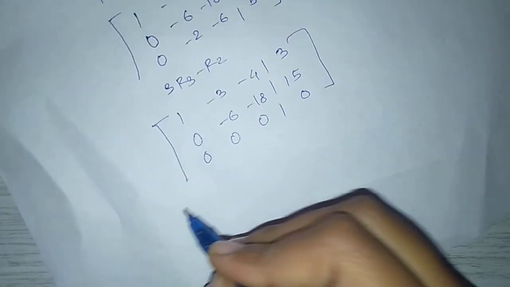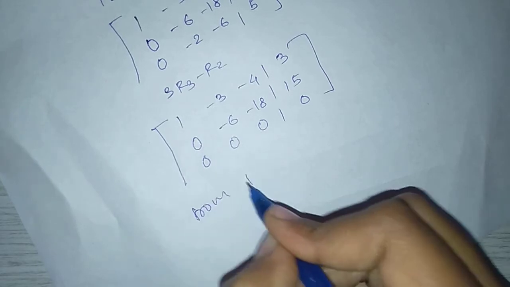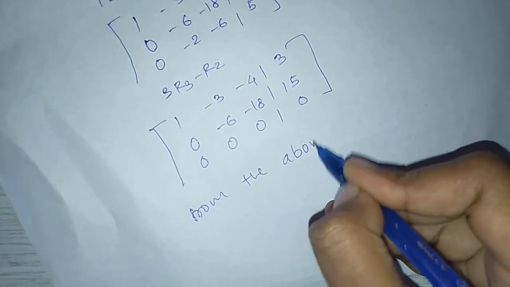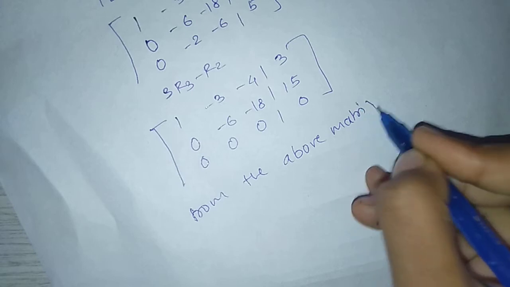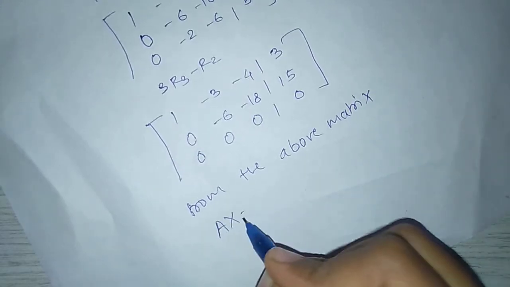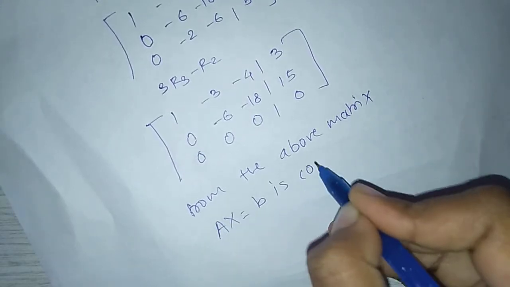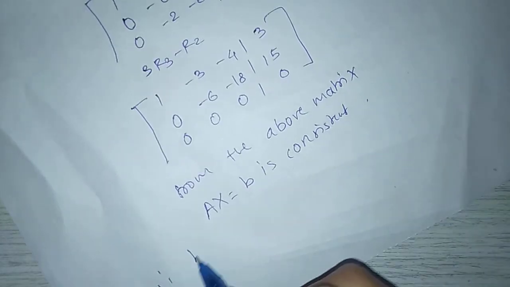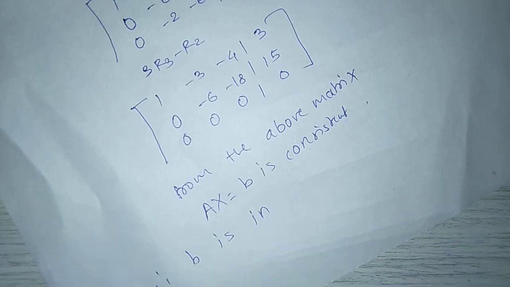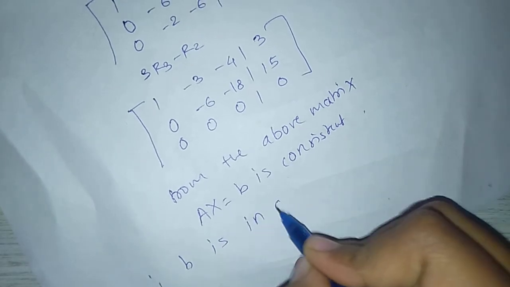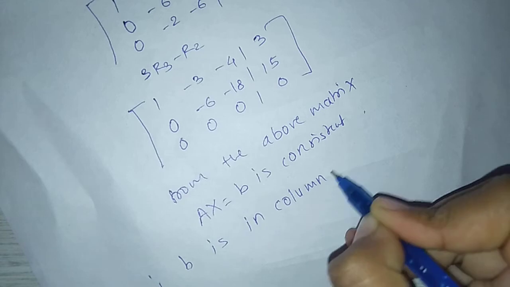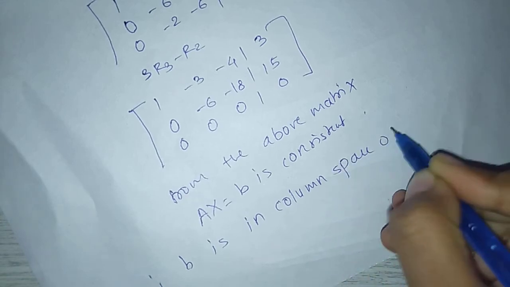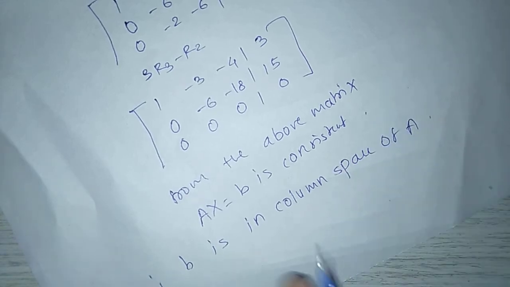Now from the above matrix, A x equal to B is consistent. Therefore, B is in the column space of A.